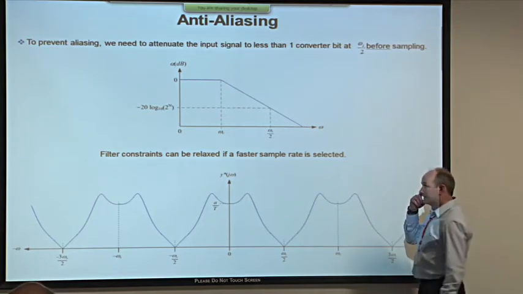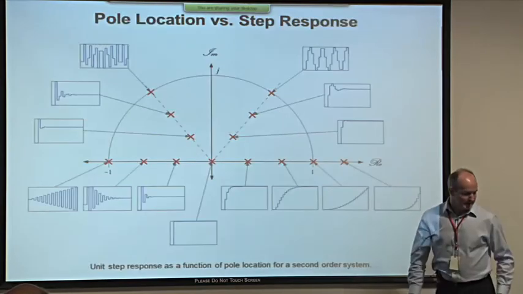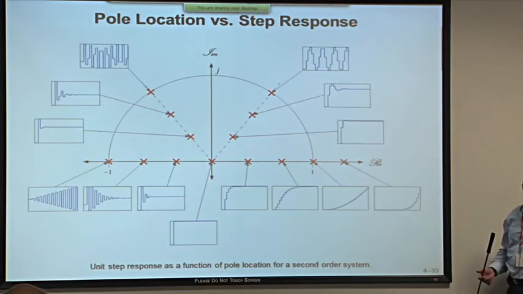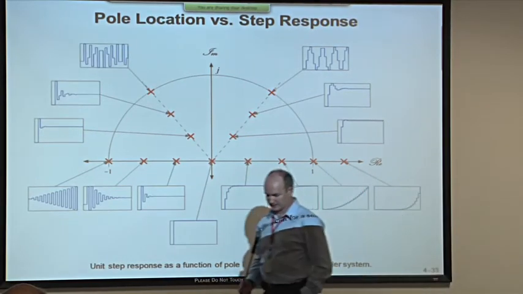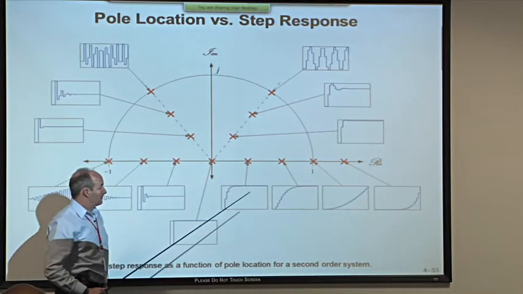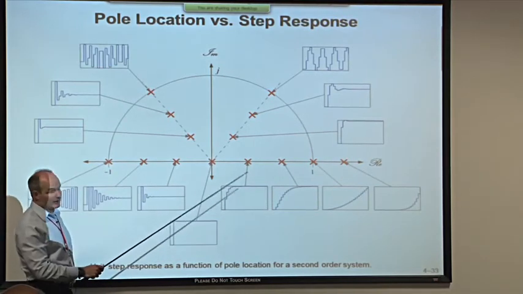Now, before we go on and do design, there's a couple of extra things that I need to tell you about because they come into it. First of all, let's look at the relationship between transient response and pole location, as we did for continuous time systems. Again, I've drawn the upper half of the complex plane, and this time I've superimposed the unit circle on it. But it's the same kind of approach as before.